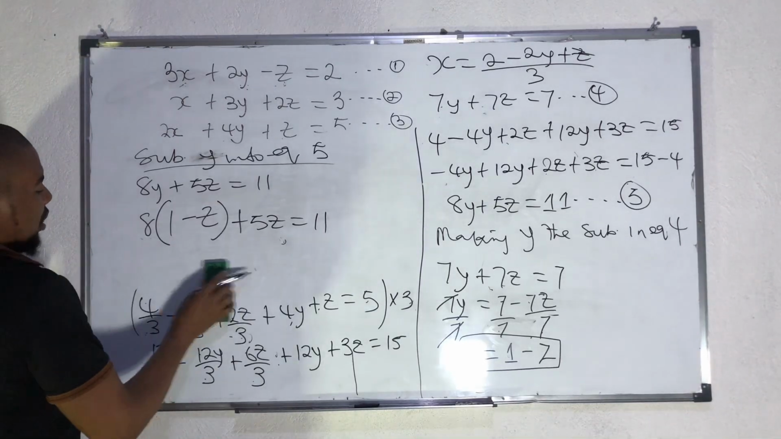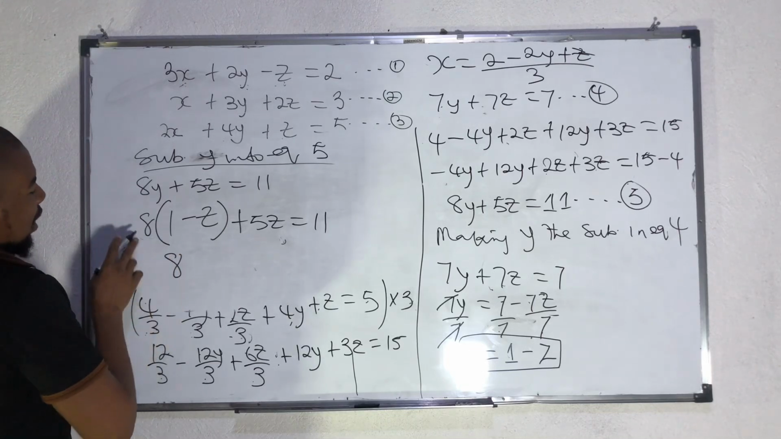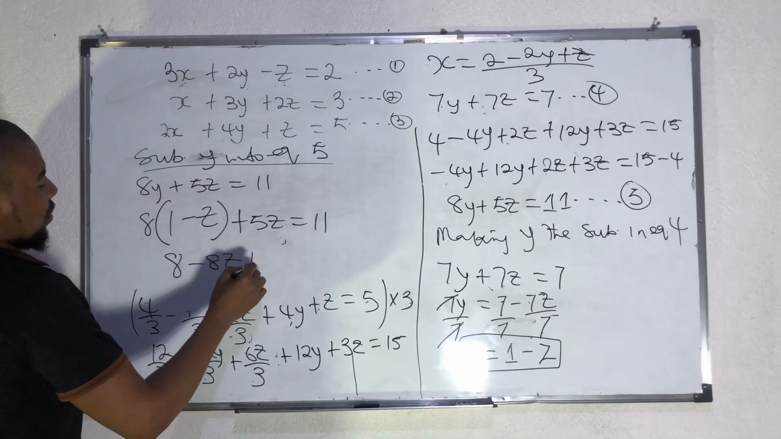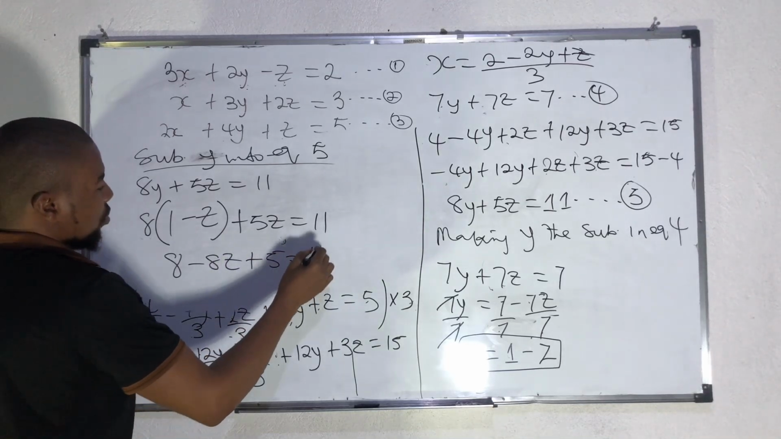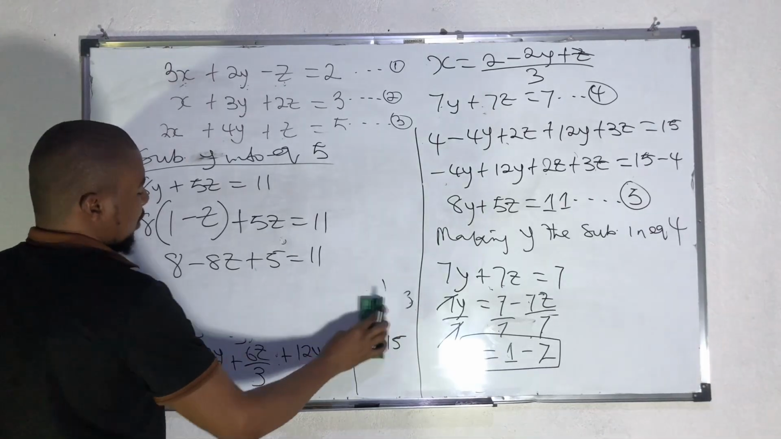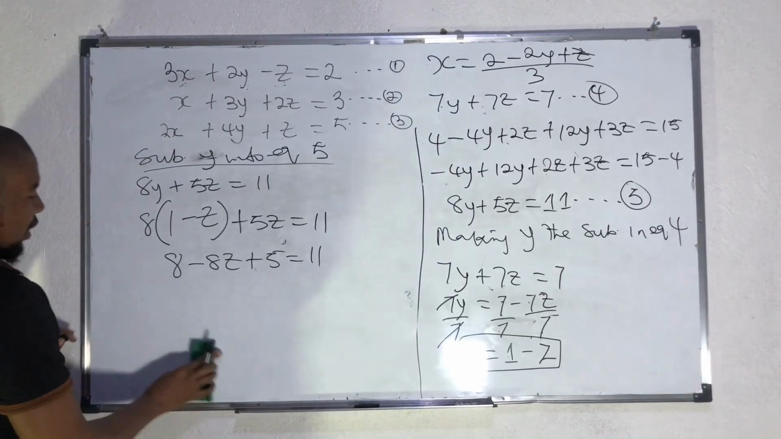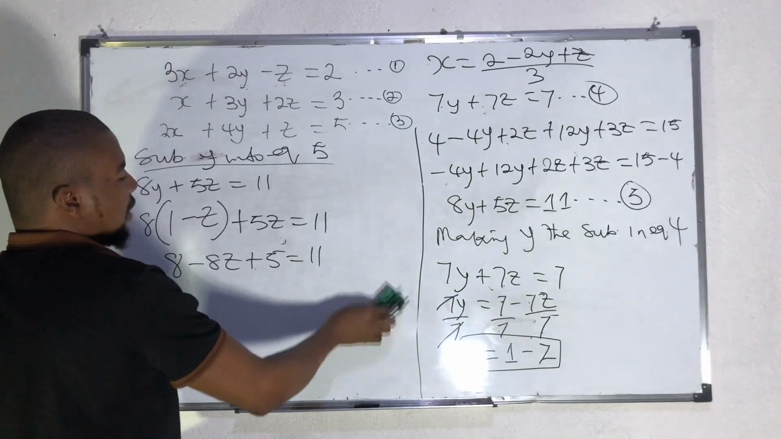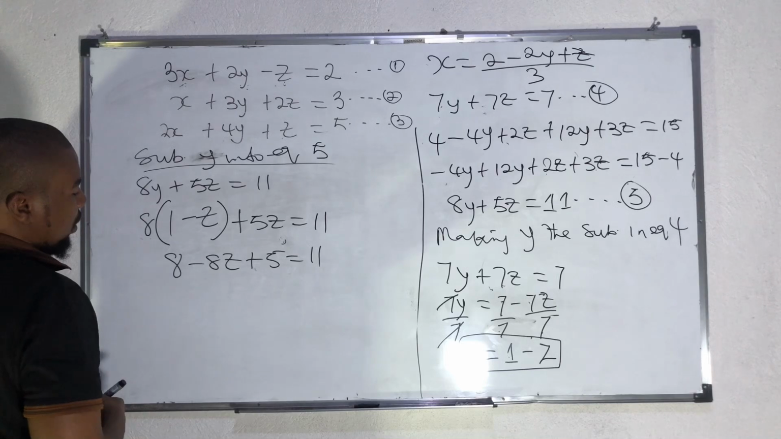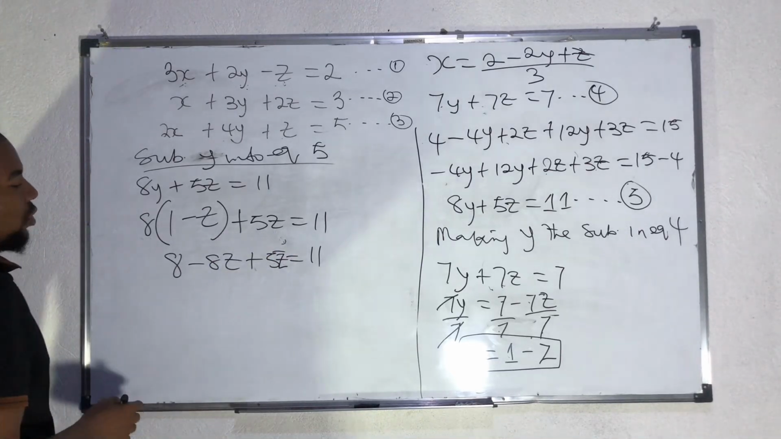Okay, we can now multiply. Remember that the 8 multiplies everything. 8 times 1 will give you an 8. 8 times negative z is negative 8z. We have our plus 5z is equal to 11. How do we now solve for z? You've seen that the y is no longer there, so it now becomes an equation where only z exists, and with this, we can solve for our z. How do we do this? This is a 5z rather, not just a 5.